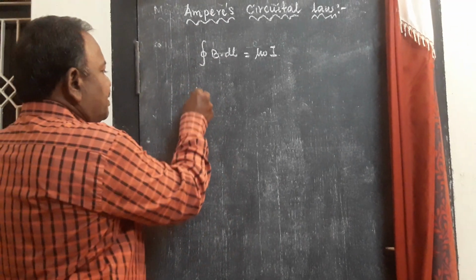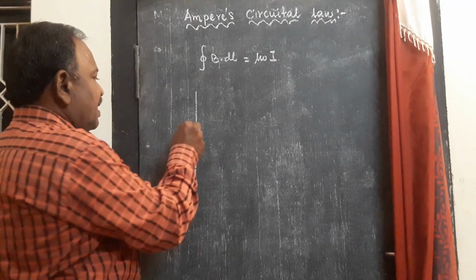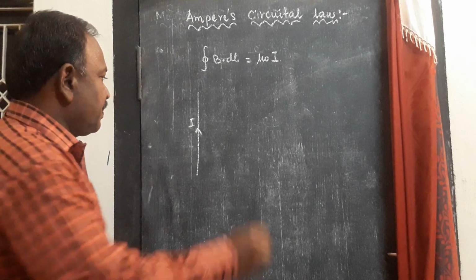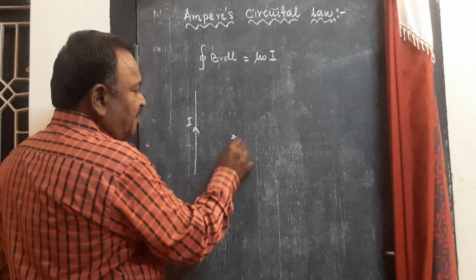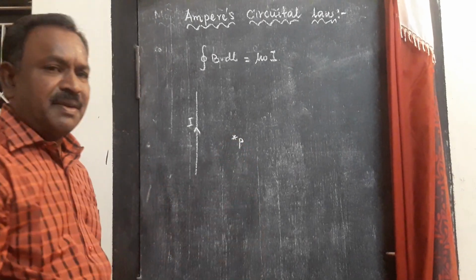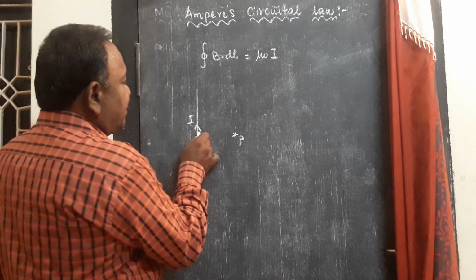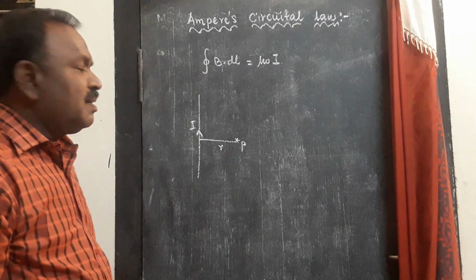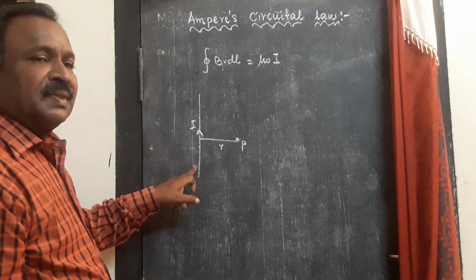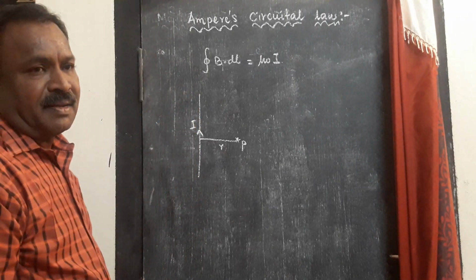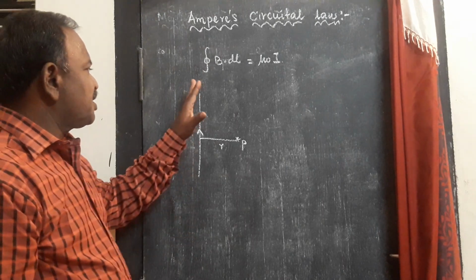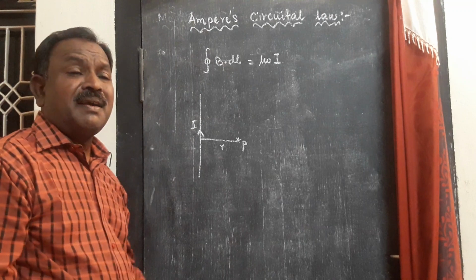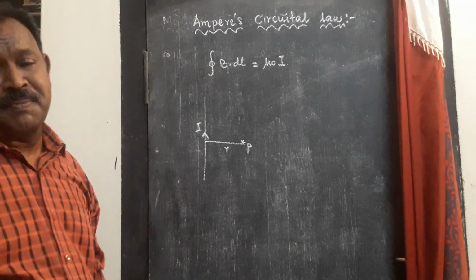Suppose you consider a current carrying conductor, and let I be the current that passes through the conductor. P is the point where the magnetic field is to be determined, at a distance r from the current carrying conductor. The conductor is symmetrical about its axis because it is cylindrical in shape.